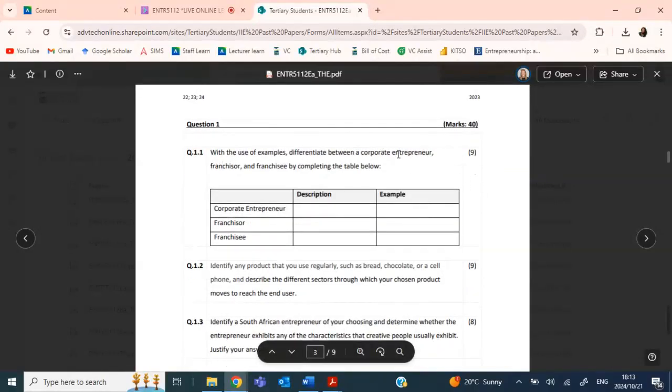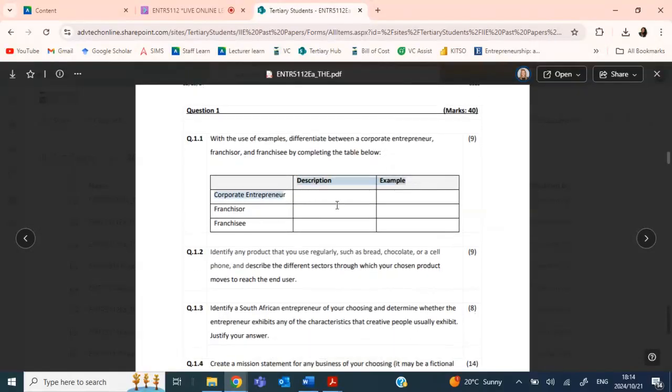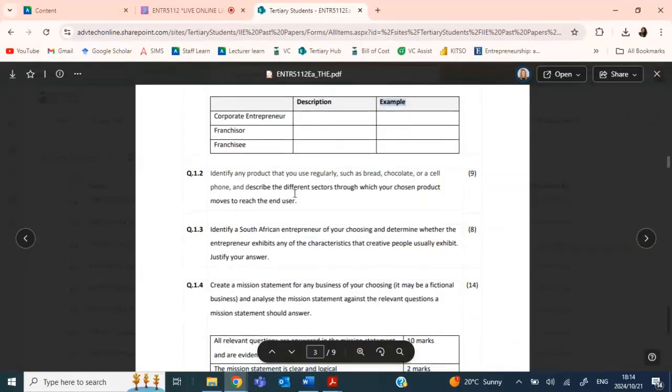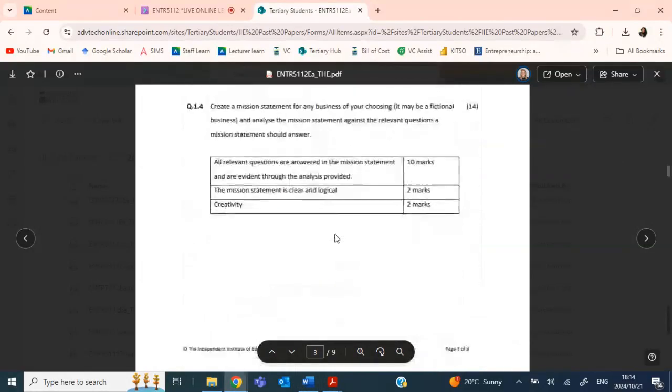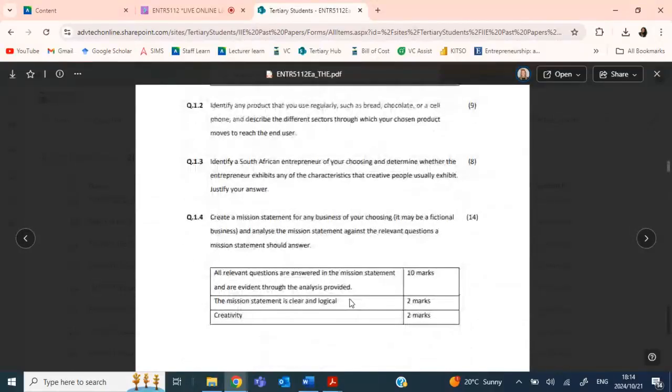Here you can see they're asking you to differentiate between a corporate entrepreneur, a franchisor, and a franchisee. And you can see here you will get marks for the description, but you will also get marks for the example. The different sectors through which your product moves would be primary, secondary, and tertiary. And I won't necessarily go through all of these questions because you can do that for yourself.